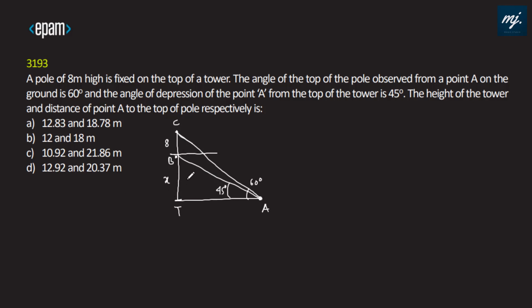Let the height TB be X. Then we know that angle BTA is 45 degree. Automatically this TA will also equal X. This becomes an isosceles triangle. Now in triangle CTA, perpendicular is 8 plus X, base is X. Perpendicular by base is tan theta, that is tan 60 degree, which is root 3. That means X root 3 equals 8 plus X. X into root 3 minus 1 equals 8.